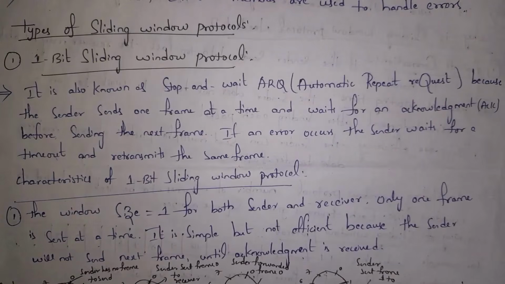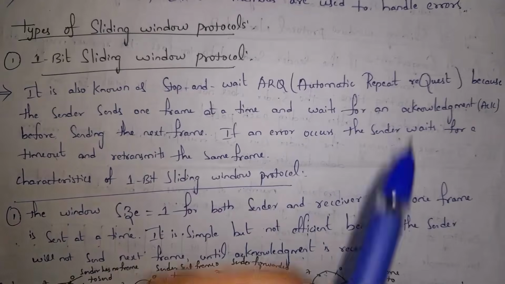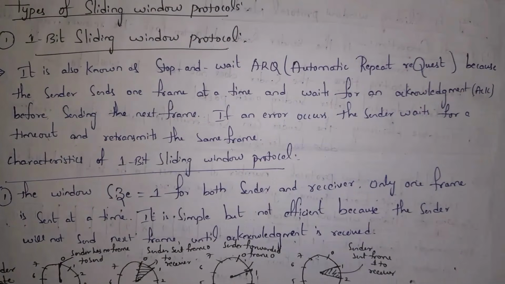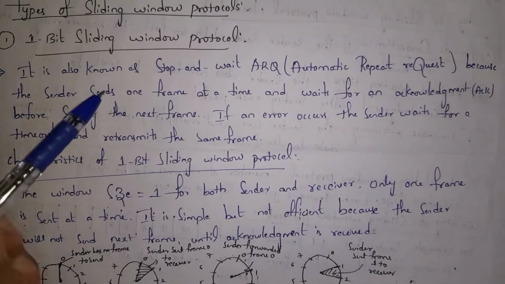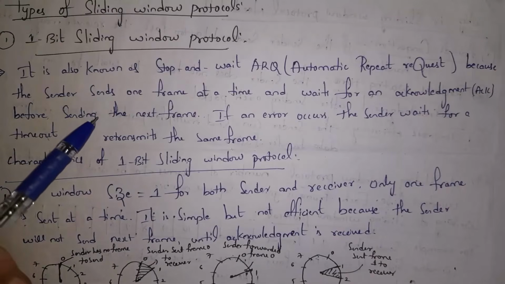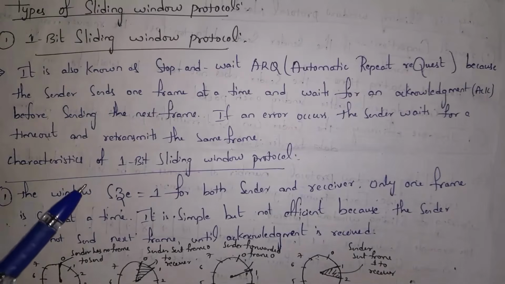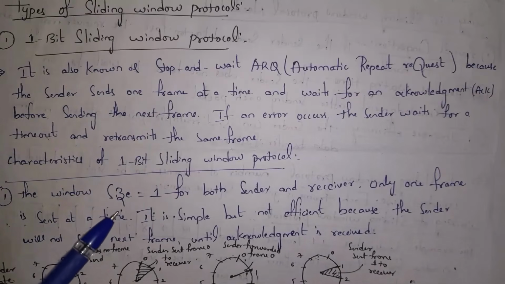And the first one is one-bit sliding window protocol. Guys, we also call one-bit sliding window protocol as stop and wait ARQ, where ARQ stands for automatic repeat request. For example, each frame carries 1 bit. So in one-bit sliding window protocol, sender can send only one frame at a time. At first, sender will send first frame, and then sender will wait for acknowledgement from receiver. Only after getting acknowledgement from receiver, sender will send next frame.